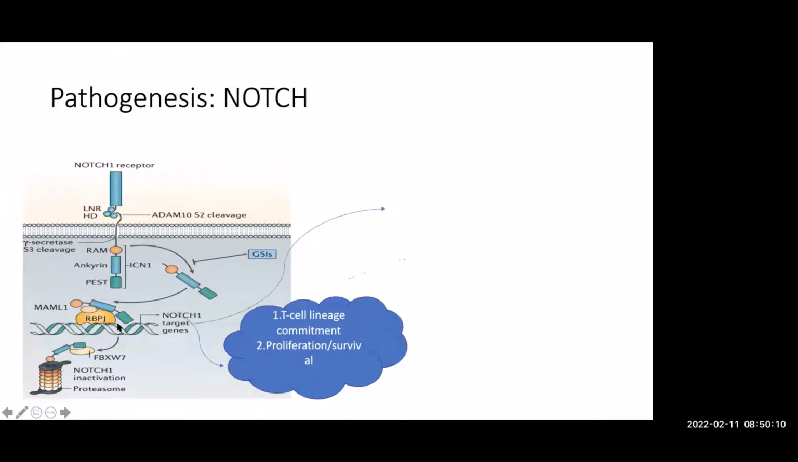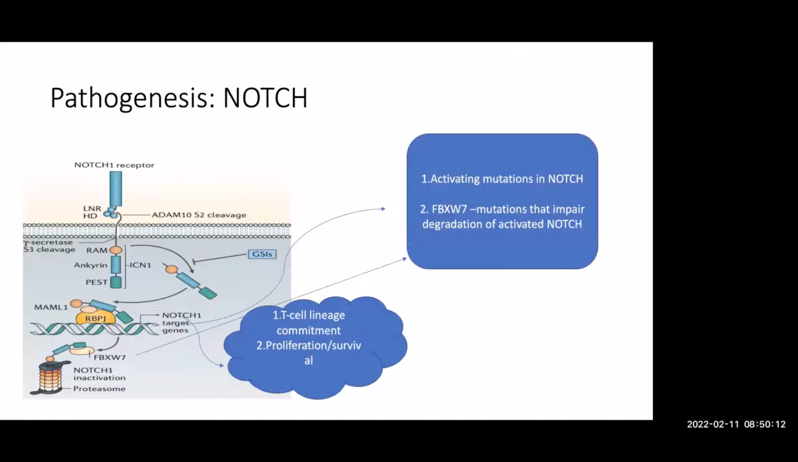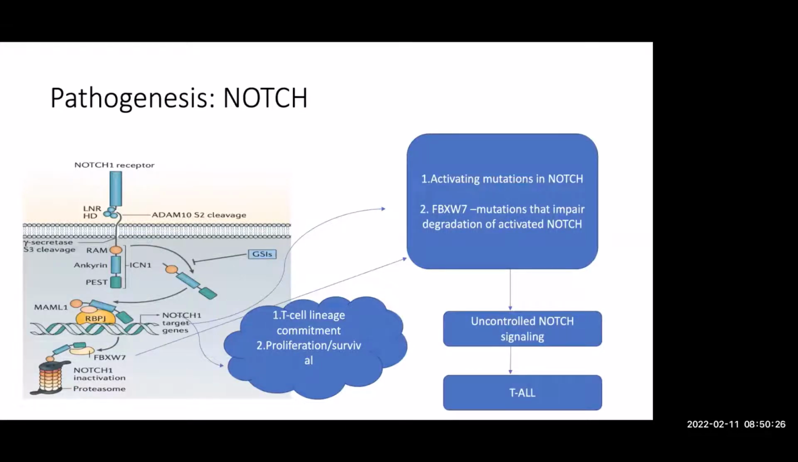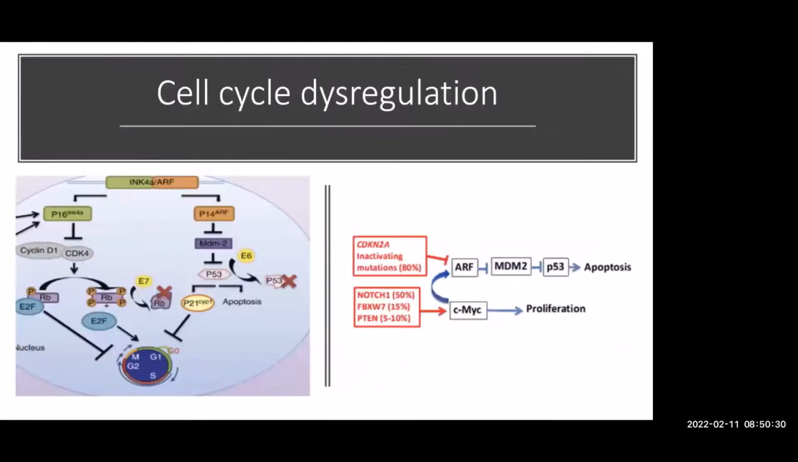So, for the patients who have activating mutations in Notch and mutations in FBXW7 that impair the degradation of activated Notch, both of these result in uncontrolled Notch signaling and increased T cell proliferation and survival, and development of T acute lymphoblastic leukemias.